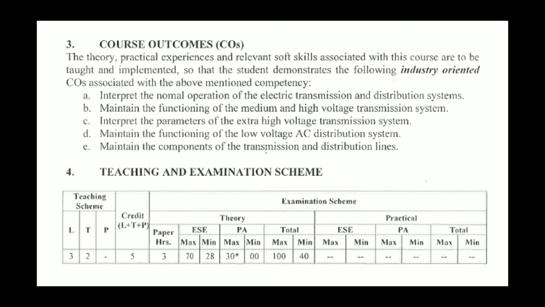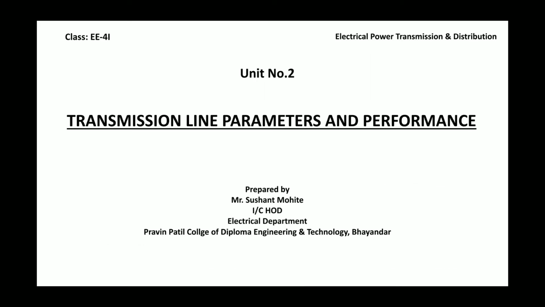This is the course outcome and teaching and examination scheme, which was already discussed in unit number 1. Now we start unit number 2 of the subject Electrical Power Transmission and Distribution. The title of unit number 2 is Transmission Line Parameters and Performance. Okay, the first is the introduction.